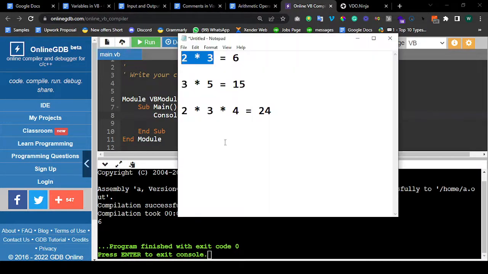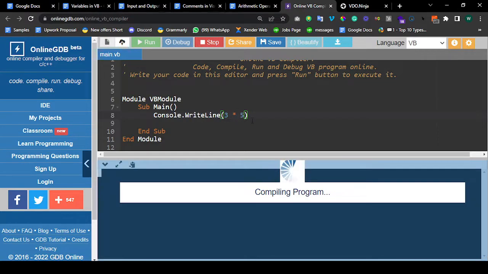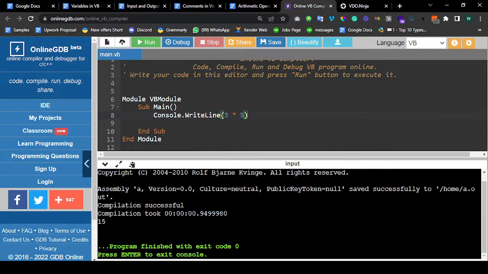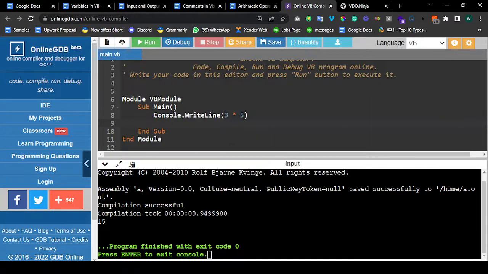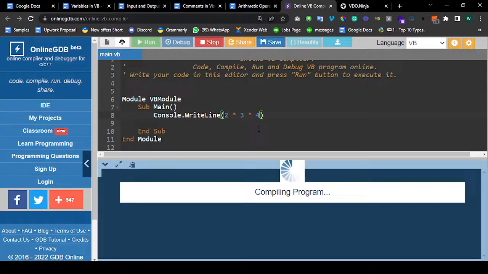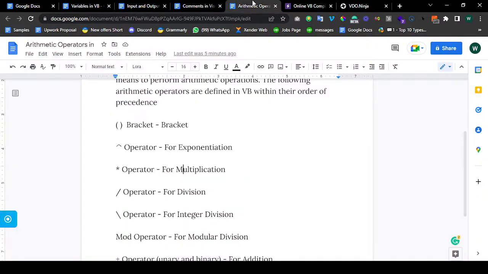Okay, I have 6. The second one, run it. You see, 15. Then the last one, 2, 3, and 4. If I run this, you see, I got 24 here. So it's working just fine.